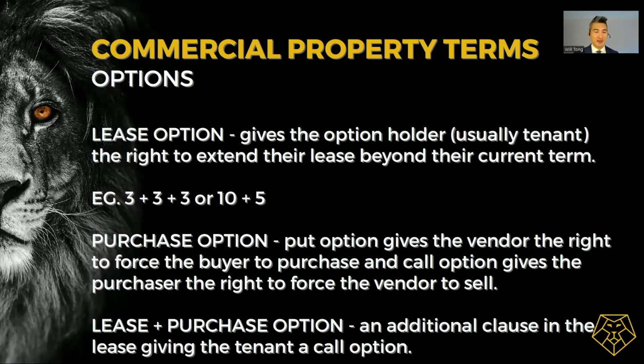And then finally, you have the lease plus purchase option. Basically, this is an additional clause in the lease giving the tenant a call option. Practically, how that works is, let's say the tenant signed a 5-year lease and they have a purchase option which they can exercise at any time during the 5-year term. That means at any time during the 5 years, they can exercise the option and buy the property from the vendor, or from the owner.